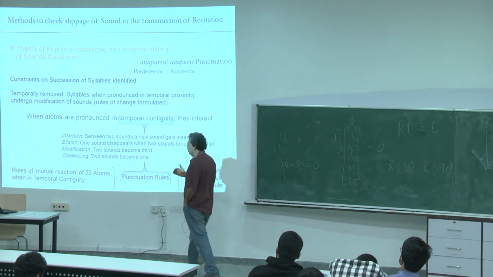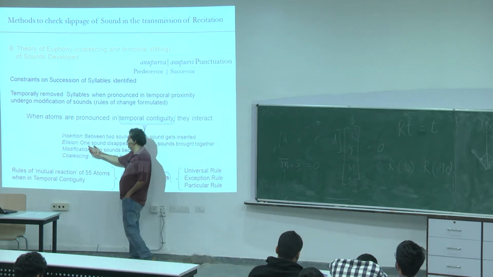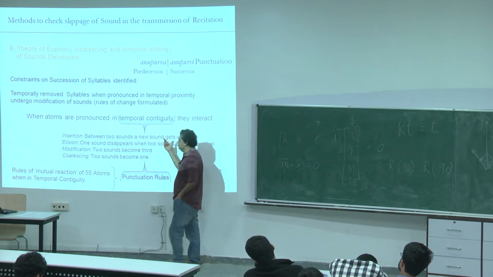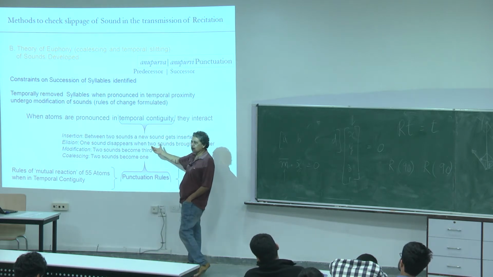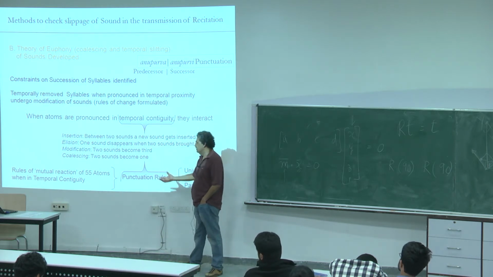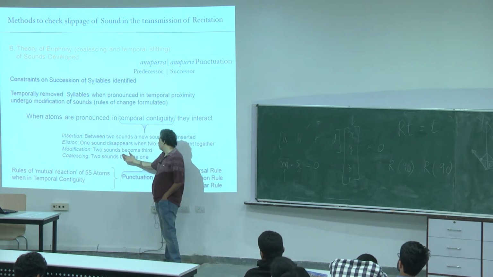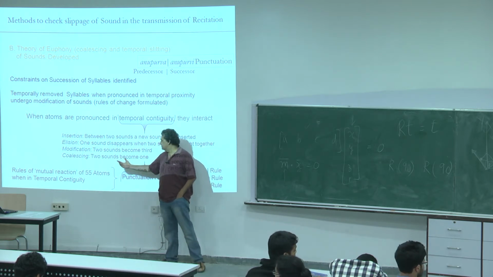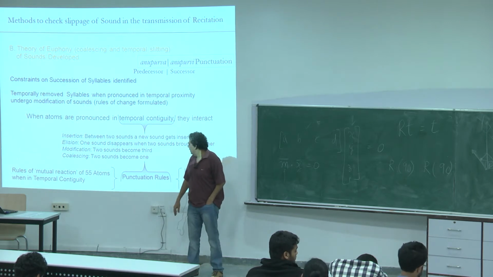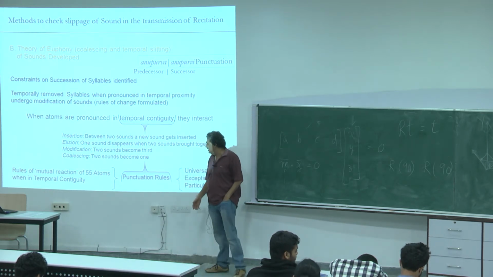These are worked out. There is insertion, when between two sounds some third sound comes in. There is elision, where one sound disappears when two sounds come together. There is modification, where two sounds become a third sound, and there is where two sounds remain as they are, or they coalesce into one.